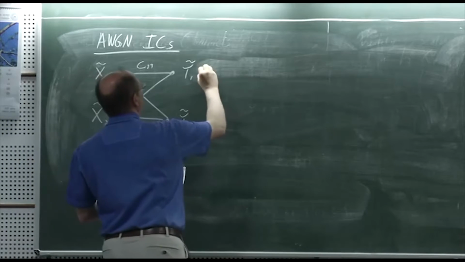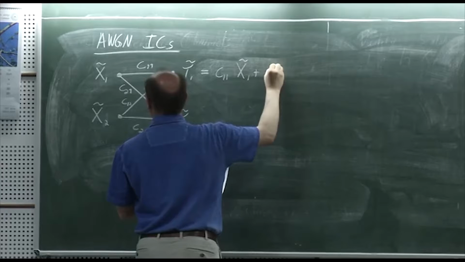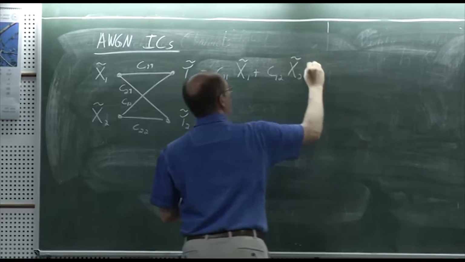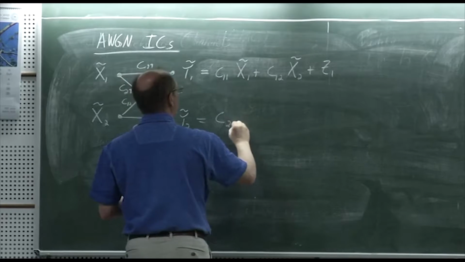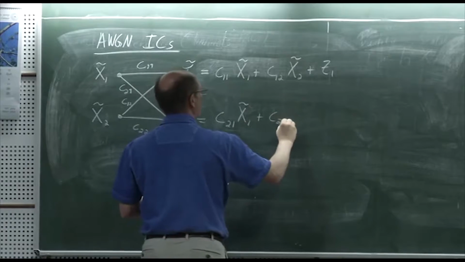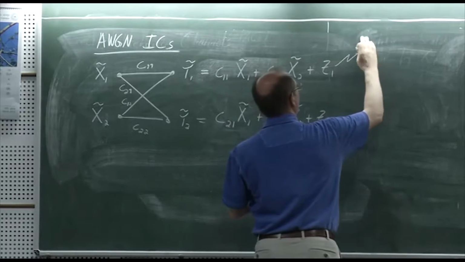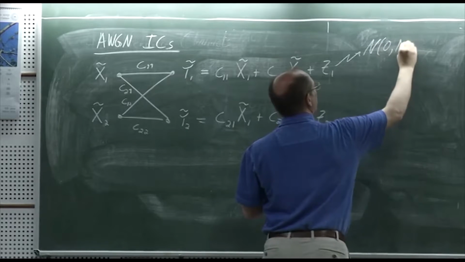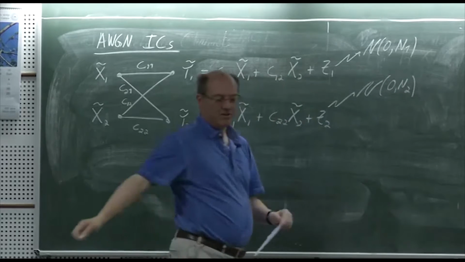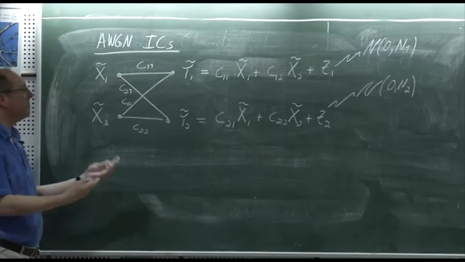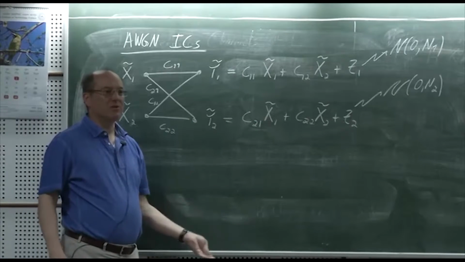Okay, so the idea here is that this one here is C11 X1 plus C12 X2 plus Z1, and this here is C21 X1 plus C22 X2 plus Z2. And we want this, so we're looking at the most general case. This is zero mean, variance N1. This is zero mean and variance N2. Okay, so I think you agree with me this is the most general kind of Gaussian interference channel with all possible types of interference values as well as noise variances.